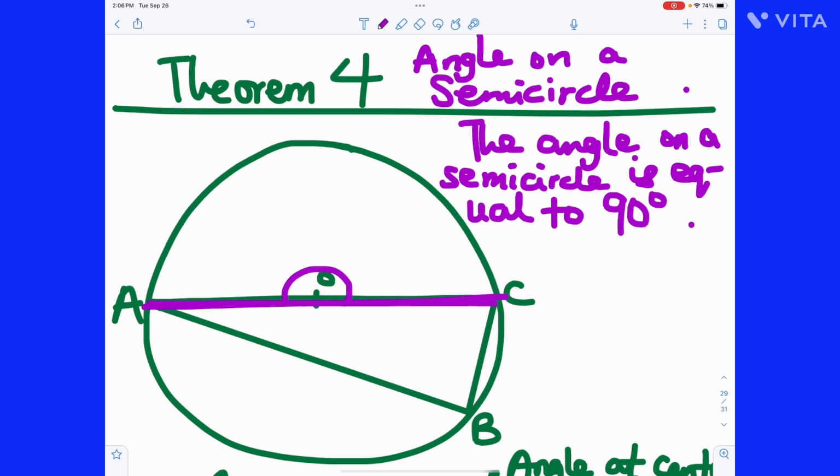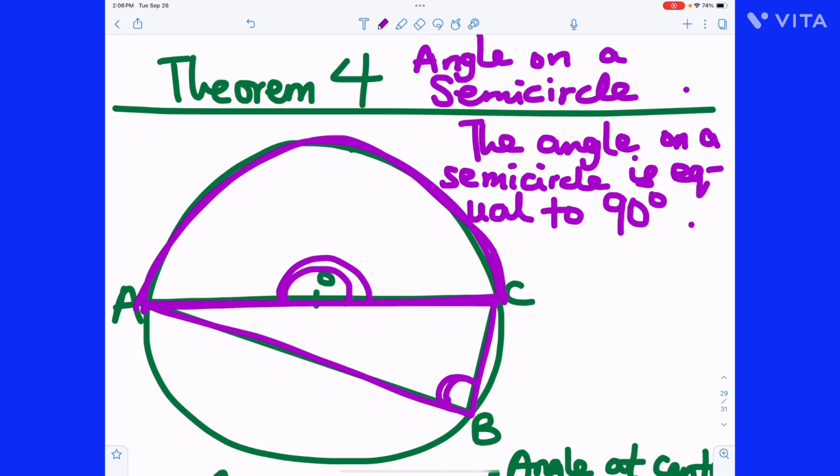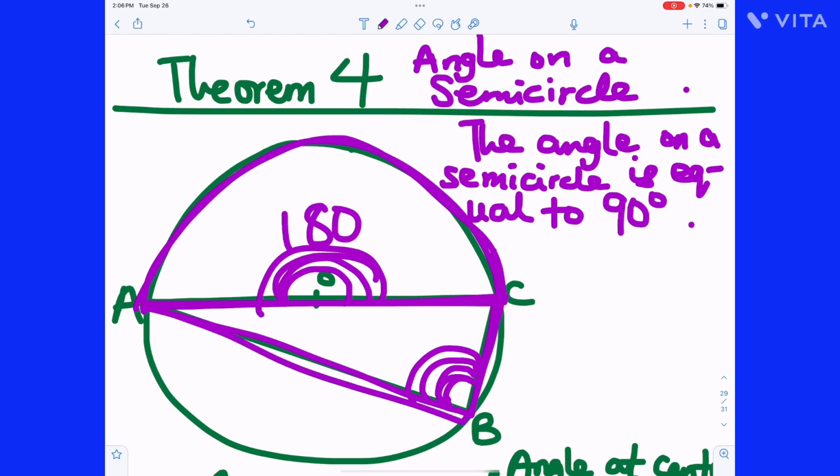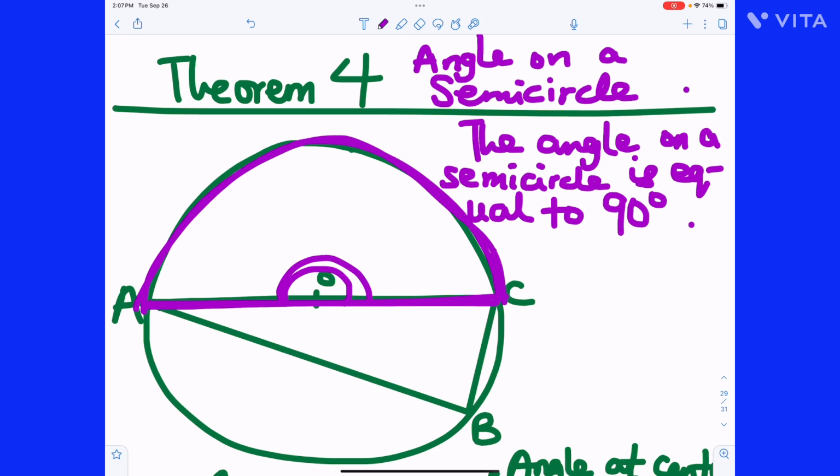Angle 180 is formed on this arc at the center here. And on this same arc, angle what? Angle ABC is also formed. So that means, using angle at center is equal to twice angle at circumference, we will know that 180 is equal to 2 times ABC. So using that concept, angle at center is twice angle at the circumference.